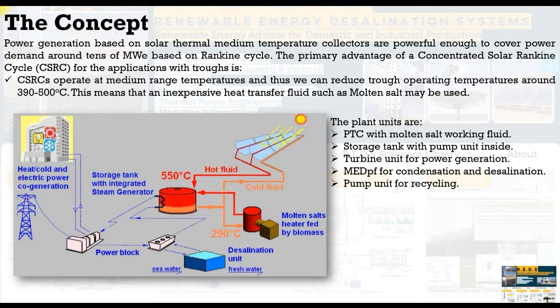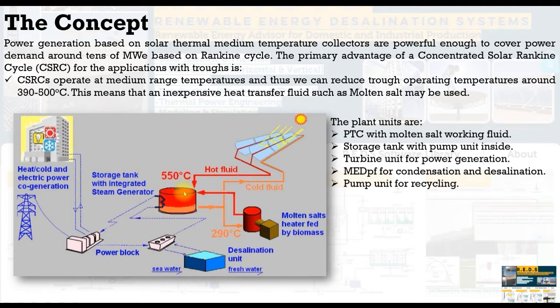As you can see here, our main cycle components are a parabolic trough field operated with molten salt. We are going to use a storage tank with a pump inside. The solar radiation received by the parabolic trough collector is going to heat up the molten salt up to 500 degrees Celsius. It looks like lava or something like this. This stream is going to be stored in the storage tank integrated with the steam generator.